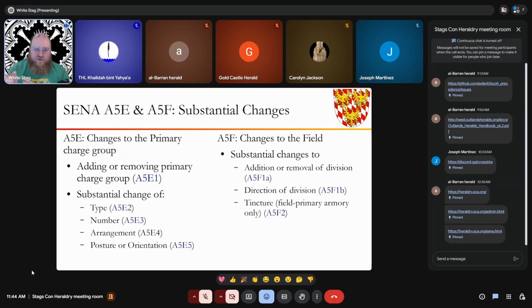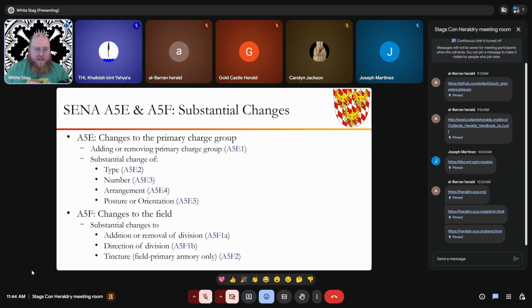And you can get substantial changes to the field for changing, adding or removing a line of division, changing the direction of division, or for tincture. But that's only for field primary armory. The reason I've included these links, and I will need to update the link to A5E4 before I post the slides, is that I don't have time to go through these individually, so I provided links to all of those sections.